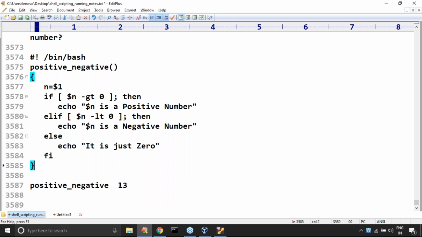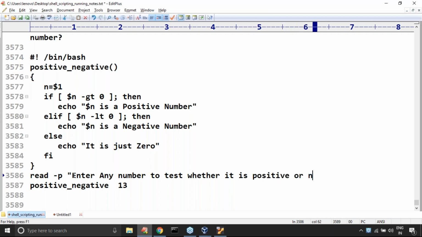And then, sir, have you observed? Now I don't want to take 13. What I want to do is read that number from the keyboard. Yes, read -p, enter any number to test whether it is positive or negative. Okay, n. Now can you please call that by using $n?